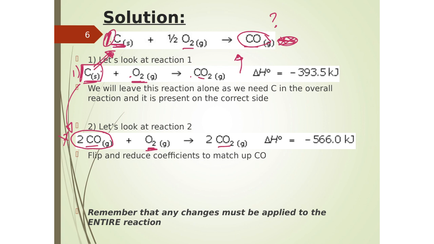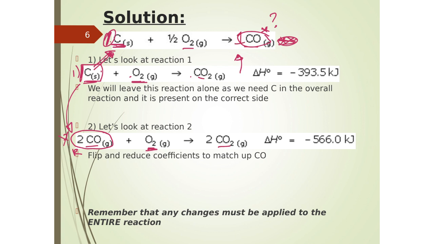And already you should be able to see a bit of an issue. I need this carbon monoxide to be on the product side, and over here, it's on the reactant side. I also have too much of it. I don't want 2 moles of it in the overall. I just need 1 mole of it.